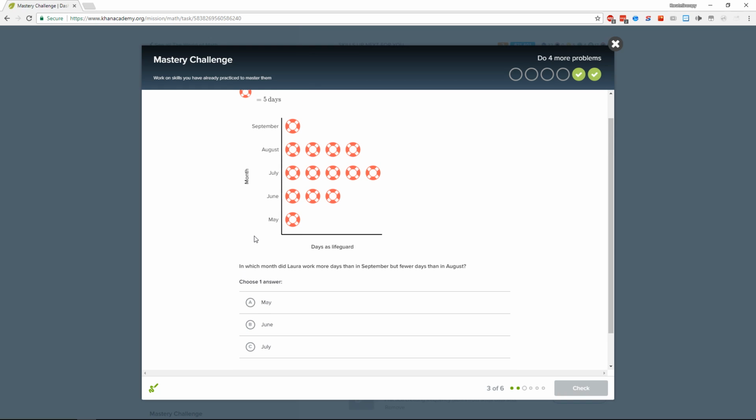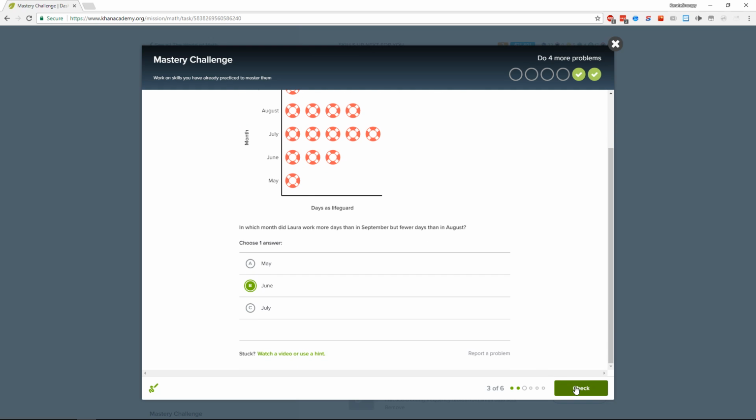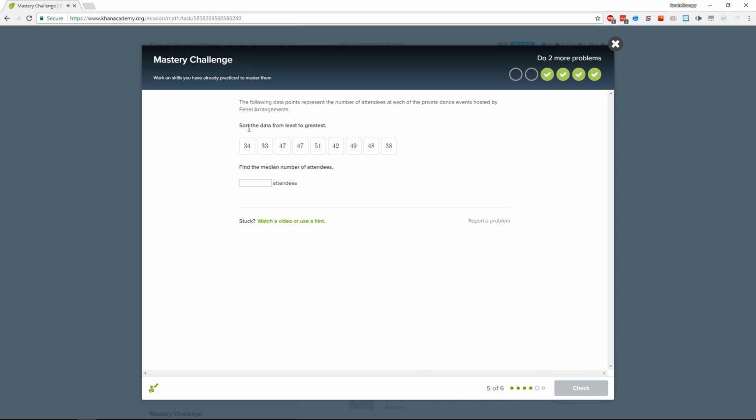In which month did Laura work more days in September? More days in September, but fewer than August. June. Okay, yep. Yep. Doesn't look like a mistake to me. Oh, wait. Is that a mistake? No, it's not. Okay, yeah, looks right. Sort from. Gotta love the sorting ones. I wonder if anybody gets these wrong.